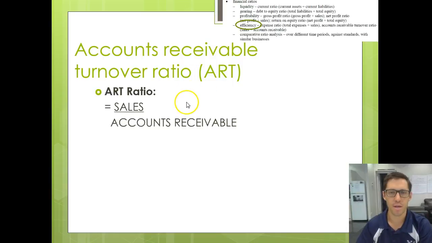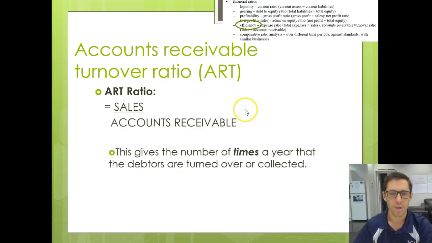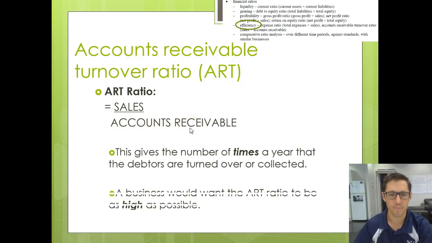Well, firstly, take sales and divide that by the accounts receivable that business has, because those accounts receivable are a small percentage, or hopefully they're a small percentage, of the total sales that have been made. So of these sales that have been made, some of the money for those sales has not yet been received, and that's what you're trying to work out. And that answer to that first part of the equation gives you the number of times a year that the debtors are getting turned over or collected. So the number of times that those accounts receivable are being turned over per year.